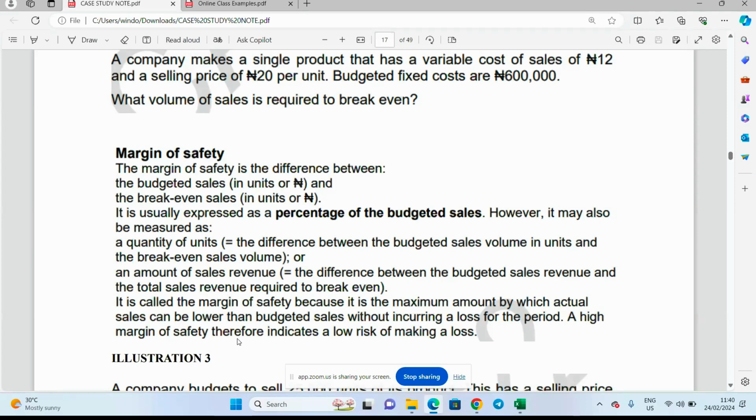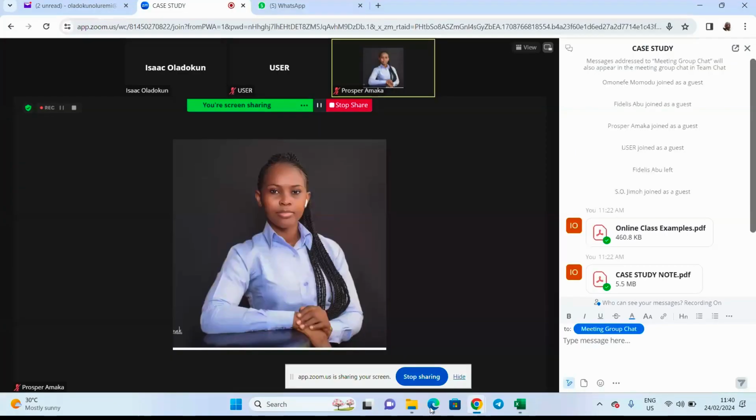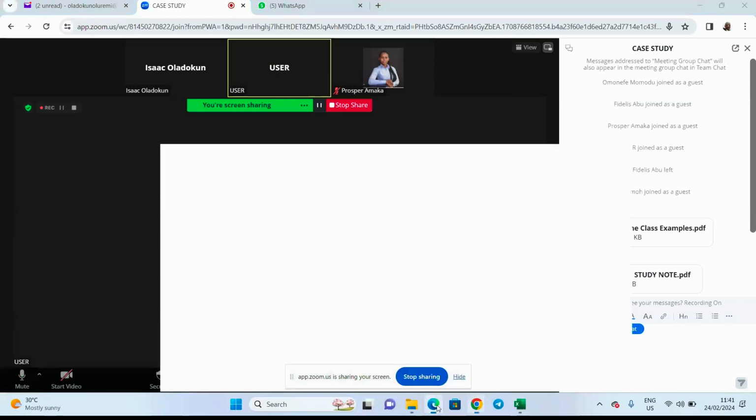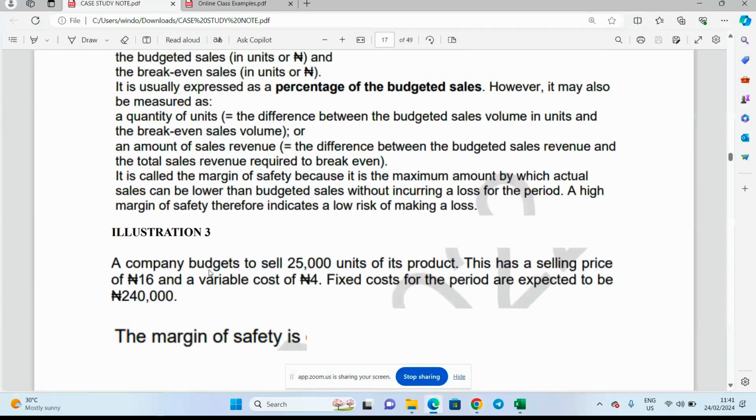All right. Now back to the question. Illustration 3. Hello, Mr. What's your name again? My name is Fidelis. Okay, sir. Amaka, I want two of you to do this illustration 3. Don't look at the solution. Look at the screen. Can you do it for 2 minutes? Once you are done, just tell me you are done.